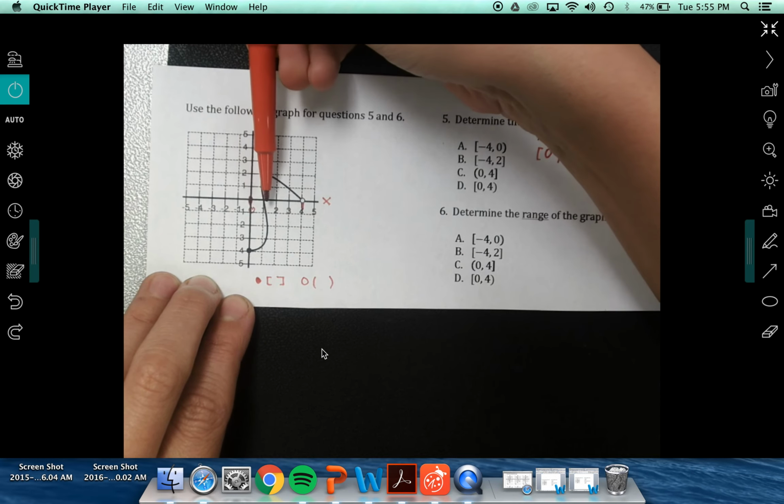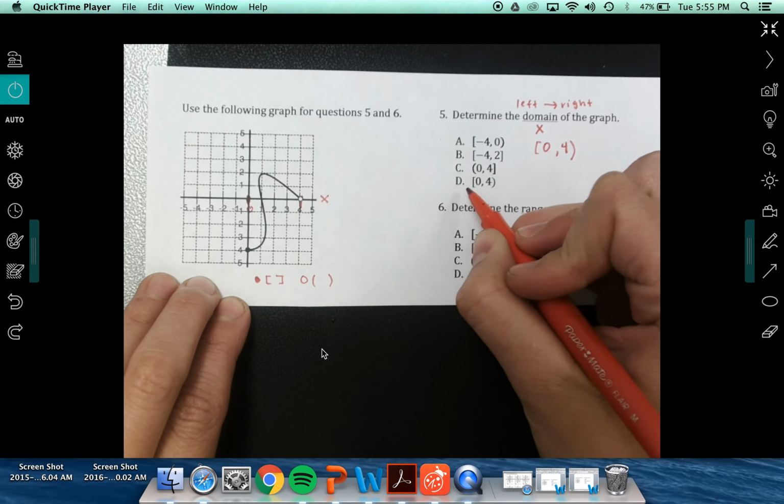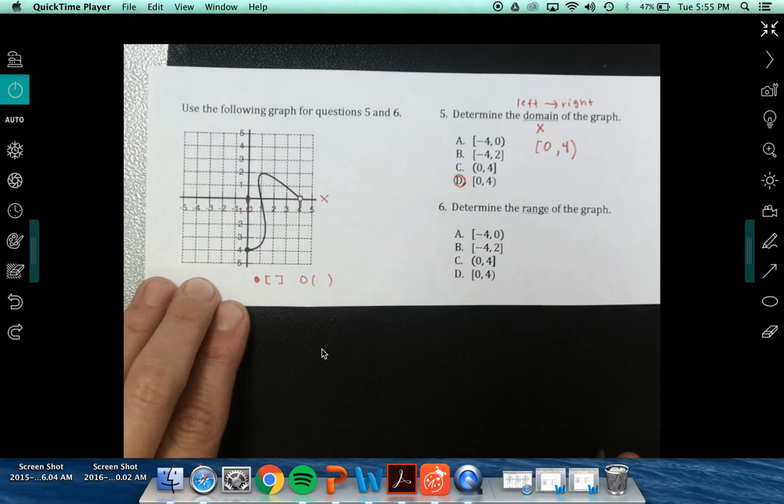From 0 to 4. Now look at C and D. These are both really similar. We need to pay attention to our dots here, right? A filled-in dot at the 0, an empty dot at the 4. So my answer is D.